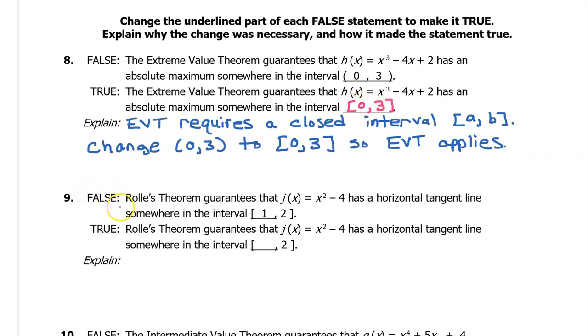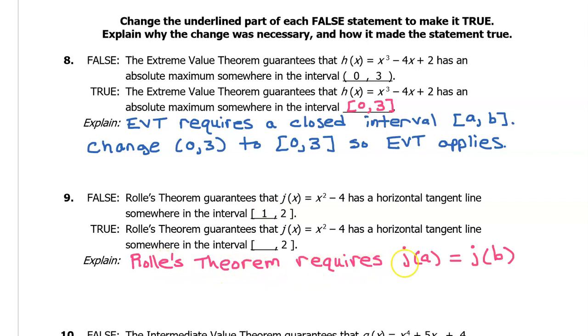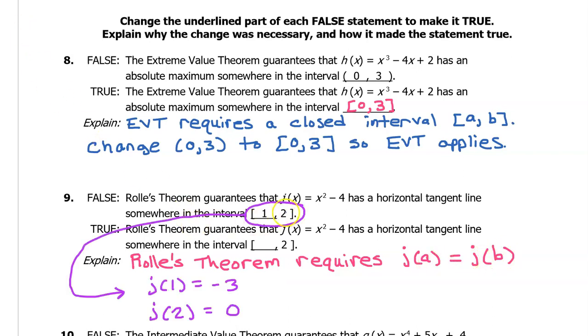Number 9. Here is the false statement. Rolle's theorem requires that j of x, which equals x squared minus 4, has a horizontal tangent line somewhere on the closed interval from 1 to 2. Rolle's theorem requires that j at a equals j at b for the closed interval from a to b. However, in this example, we have the closed interval from 1 to 2. J at 1 is negative 3, while j at 2 is 0. So we can see that j at 1 does not equal j at 2, as required by Rolle's theorem.